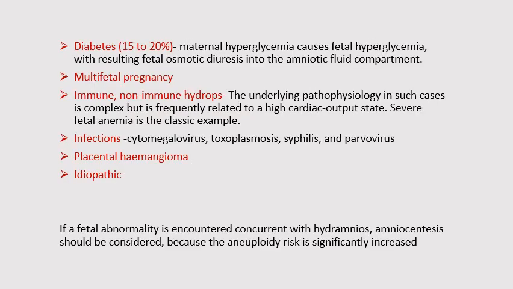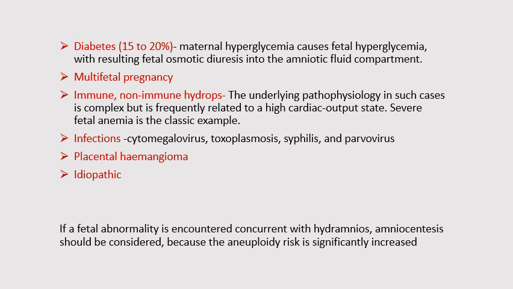Then diabetes is responsible for around 15 to 20% of polyhydramnios cases. Maternal hyperglycemia leads to fetal hyperglycemia with resulting fetal osmotic diuresis into the amniotic fluid compartment, which in turn leads to increased liquor volume. Then multifetal pregnancy, then immune and non-immune hydrops.